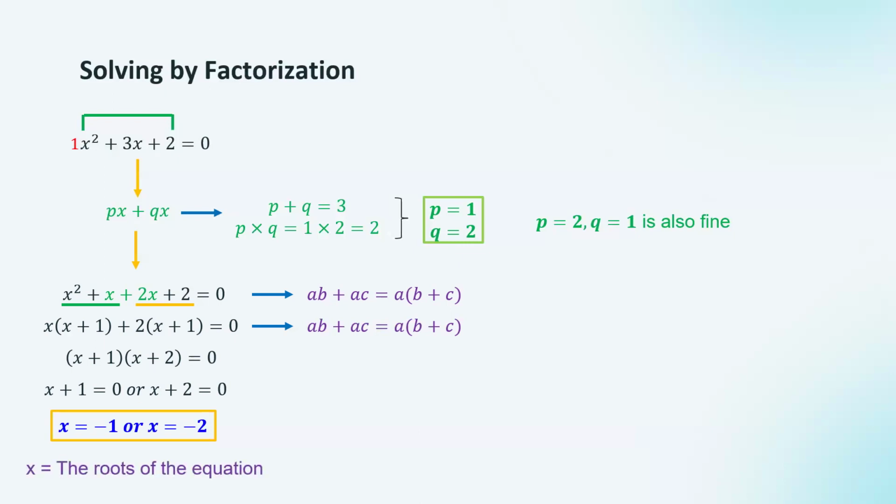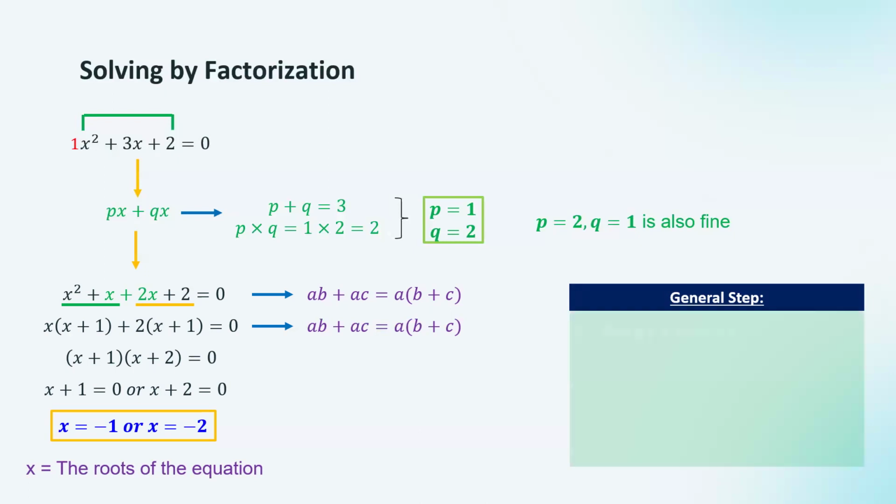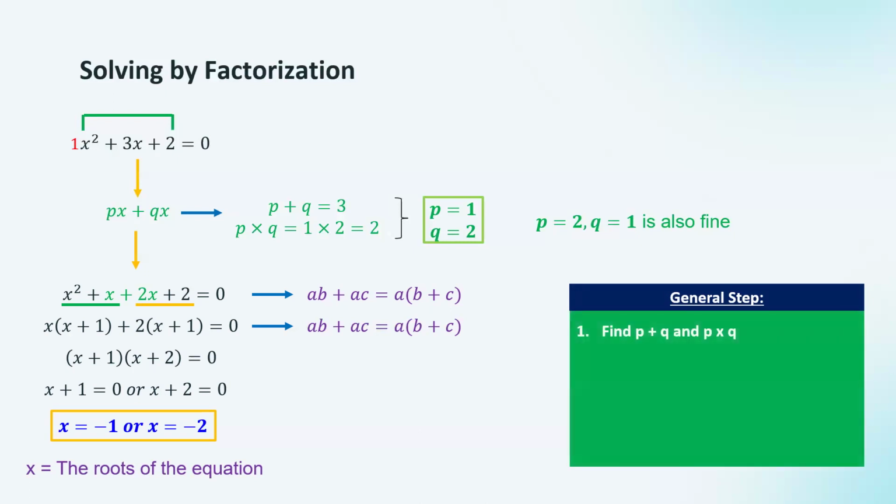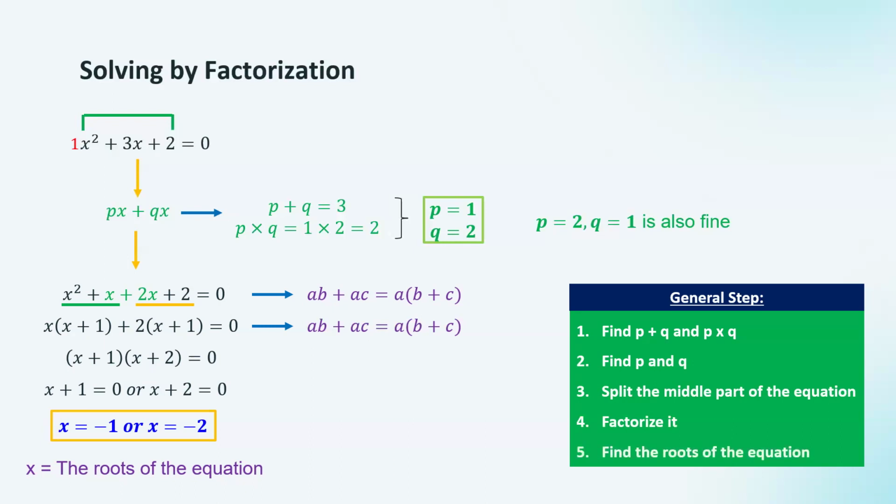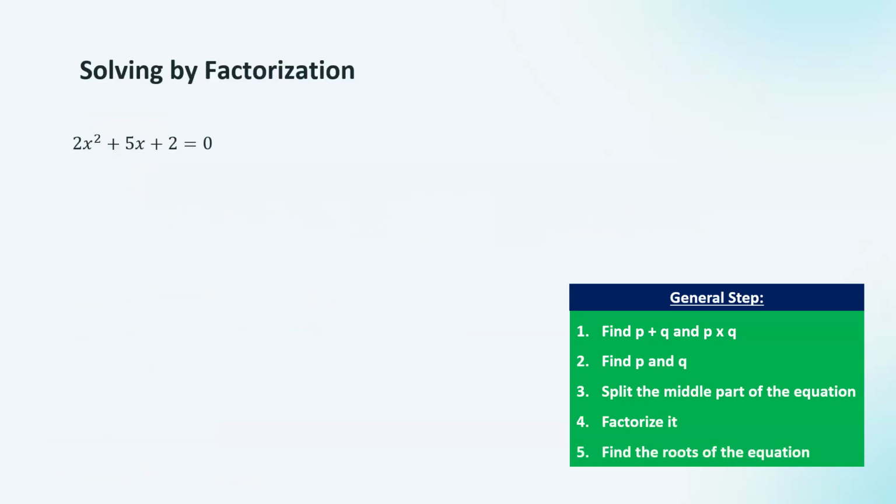X is also called the roots of the equation. And the general step to solve factorization, as we saw earlier, is that we need to find p plus q and p times q. We need to find p and q, and then we need to split the middle part of the equation. We need to factorize it, just like what we saw before, and then we need to find the roots. Okay, so here is another example.